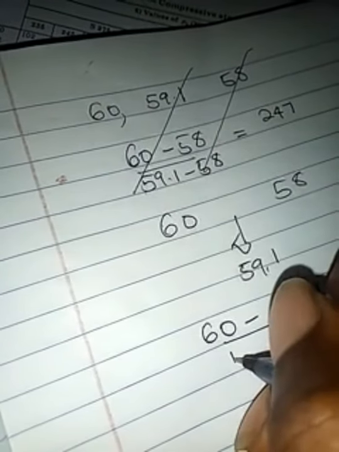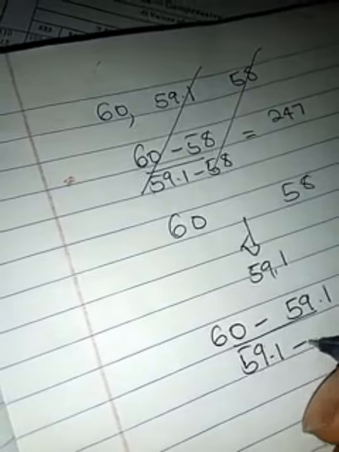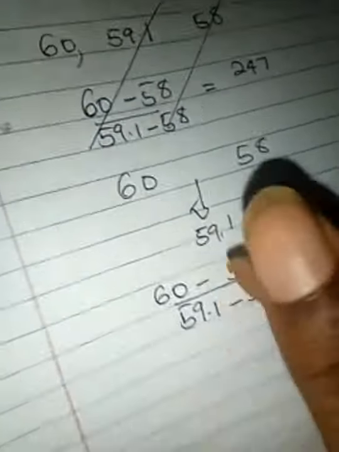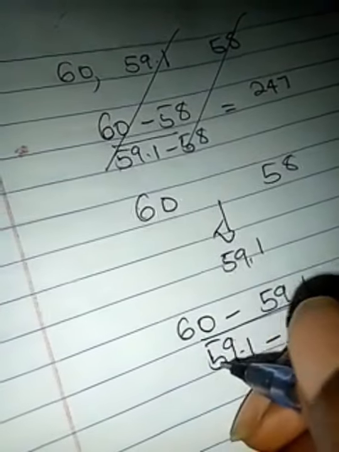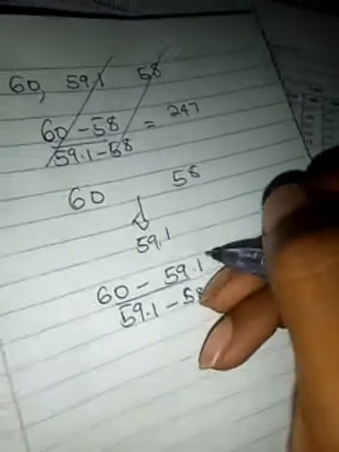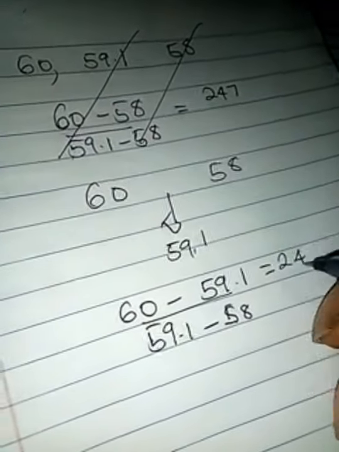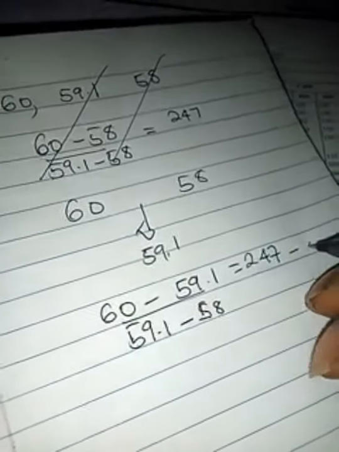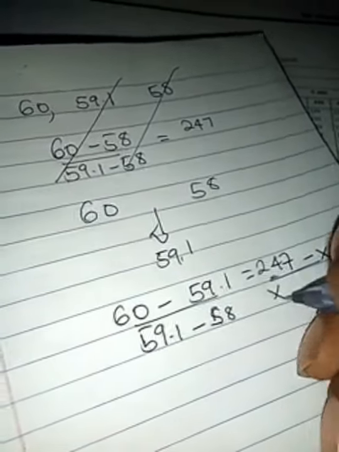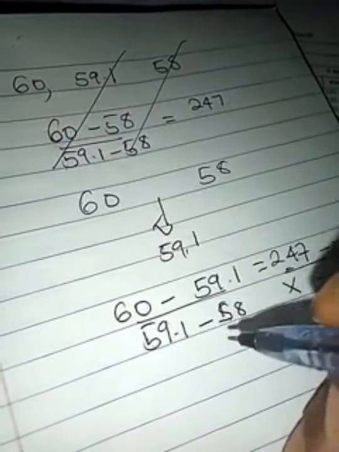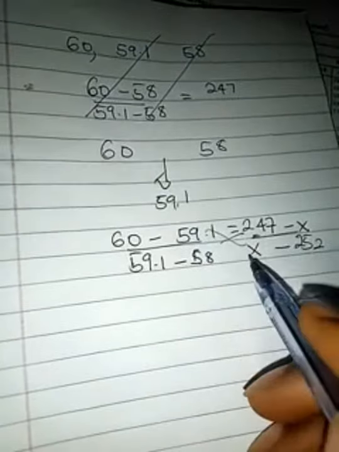So I will have 60 minus the value I'm looking for, 59.1, over the value I'm looking for minus the lower boundary, 58. Very easy. 60 minus the value you are looking for over the value you are looking for minus 58 equal to, trace the value of 60, you get 247. The value of 59.1 we don't know, minus the value of 58. If you look at your table, the value of 58 is 252. 252 minus 252. So your aim here will be to solve this and find x.